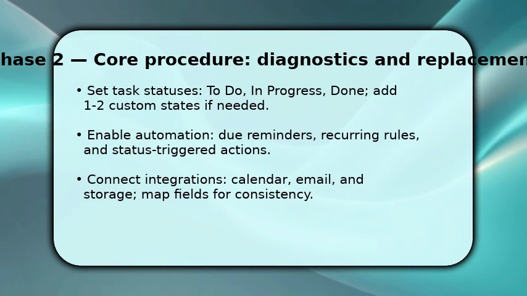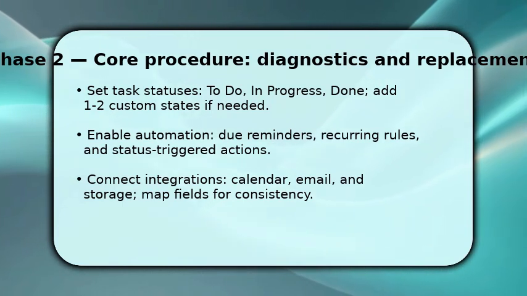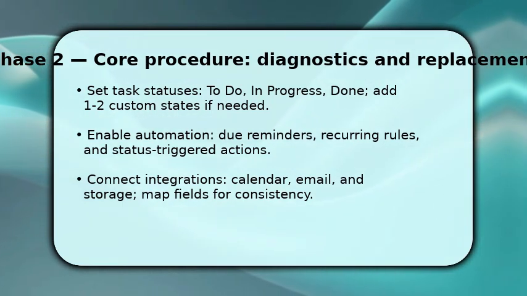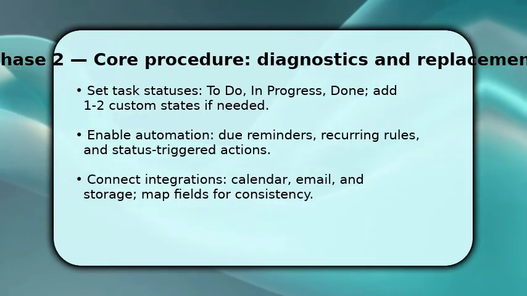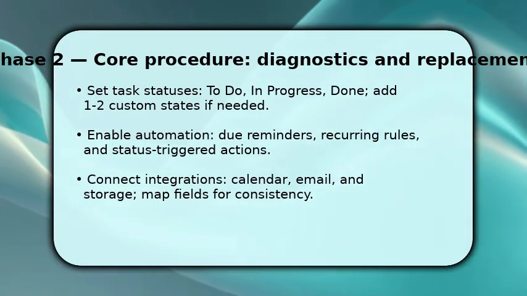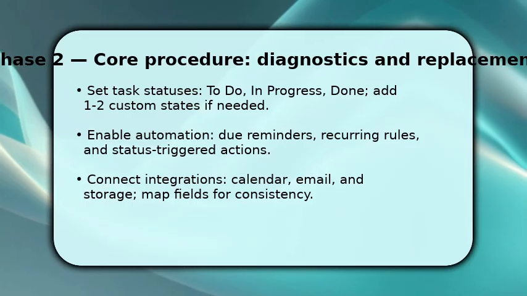Once the project exists, configure the workflow so tasks move predictably. Define statuses like to do, in progress, and done, and add one custom state if your process needs it. Then enable automation. Create reminders, recurring tasks, and status-triggered actions to cut manual work.